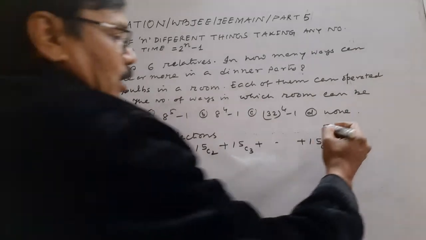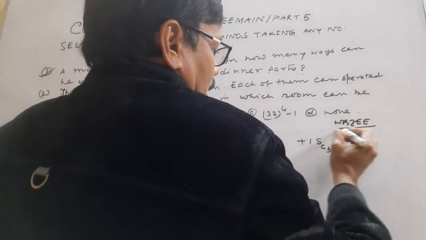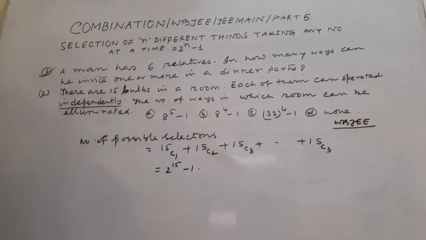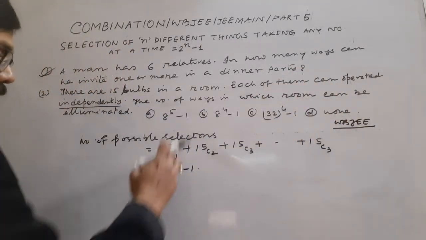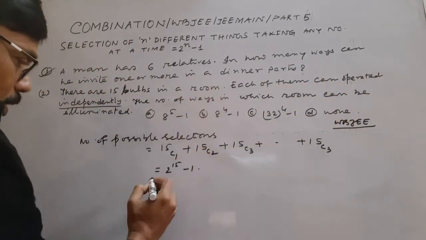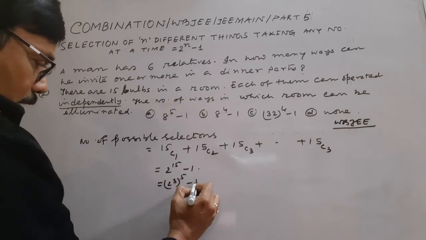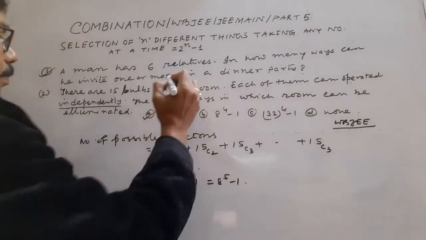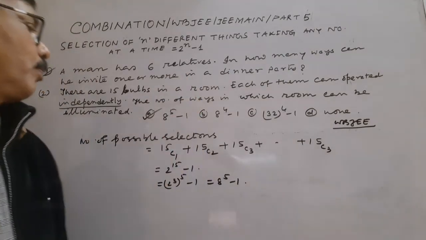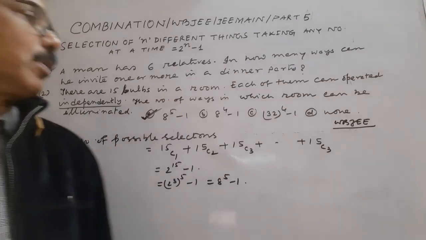Now see which one is the correct possible answer for this problem of WBJEE. Now these are all in terms of 8. So we can write 2 cubed into 5 minus 1. So 8 to the power 5 minus 1. So option A is the possible answer.